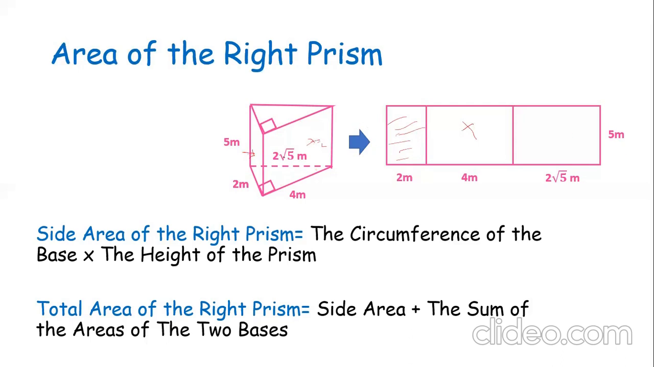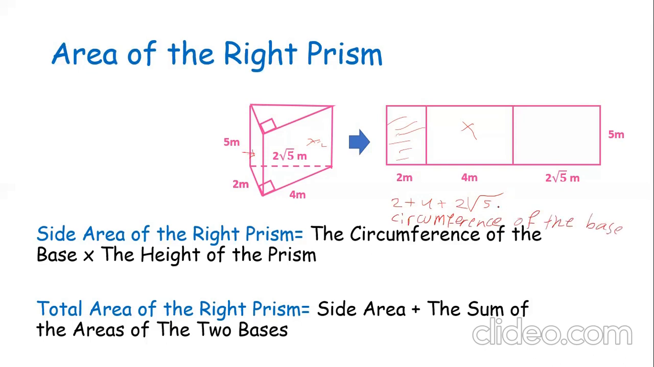So, and that one, of course, is related to the last one. So if we put all of these sides together, as we see here, we can find out that the side area of the right prism is equal to the sum of 2 plus 4 plus 2 multiplied by square root of 5, which is nothing but the circumference of the base. This is the circumference of the base.